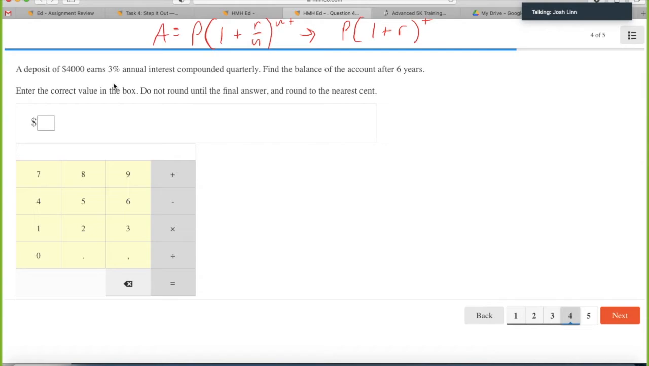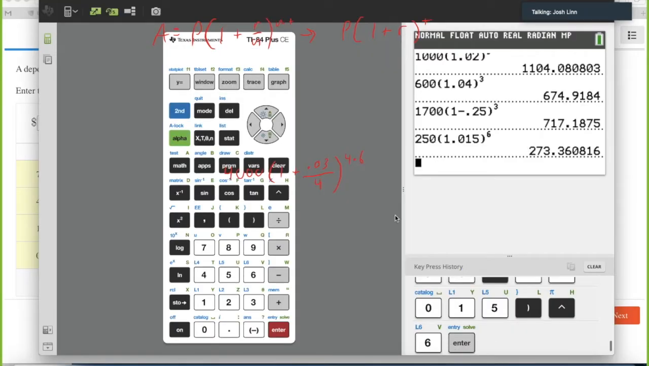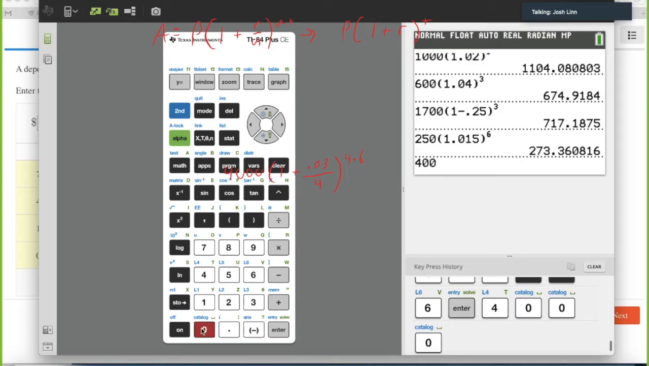So our equation is going to look like 4,000 times 1 plus our rate, which is 0.03, over 4, since it's compounded 4 times a year, raised to the power of 4 times, how many years is it? 6 years. So there's our equation. You can simplify that yourself and then plug it in the calculator. I'm just going to shove it straight in the calculator just so that you can see that you can do it.